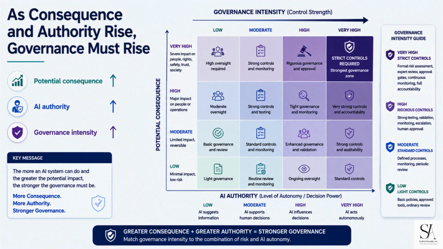Governance must also extend across the life cycle of an AI system. A use case may have been appropriate when first approved, but models, data, vendors, business processes, regulations, and user behavior can change.